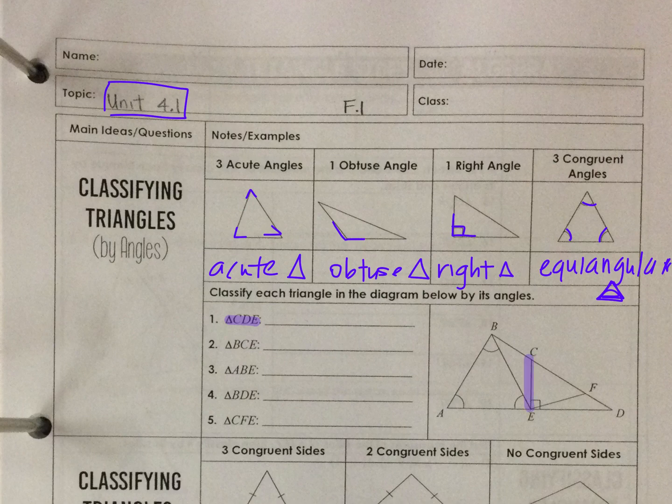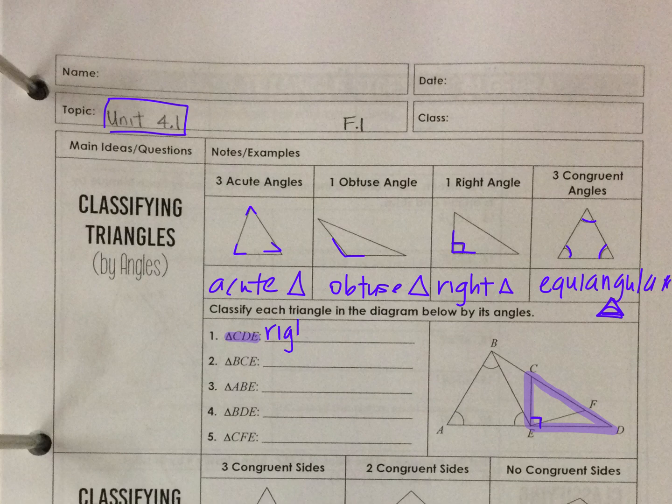C, D, E. So it's this purple one. Well, if I look real close, I can see that that is a right angle. So this is a right triangle. All right. Now let's look at BCE. It's that one right there. And if I look real closely at each angle, I can see that this angle right here is a big fat obtuse angle. So it makes it an obtuse triangle.